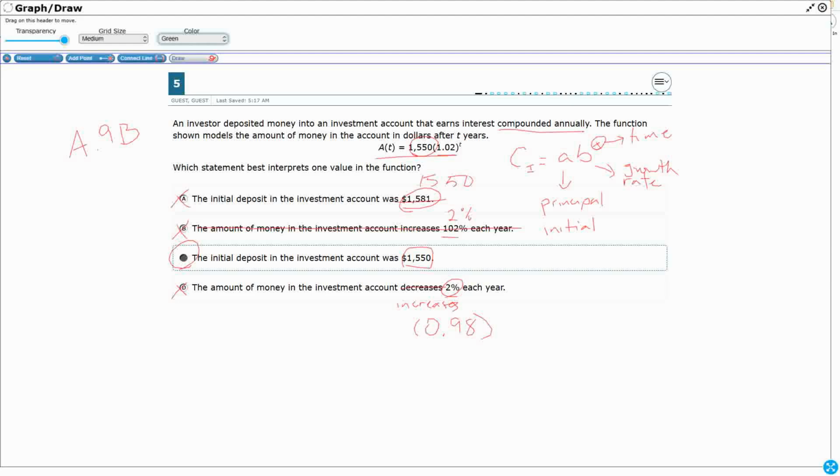And we got 61% of our students that got that correct. So it's not as much as that 80 that we had earlier, but that's pretty good. We had 19% of our students choose B. That was the most chosen incorrect answer, and it was because they misinterpreted that 1.02 as 102%.